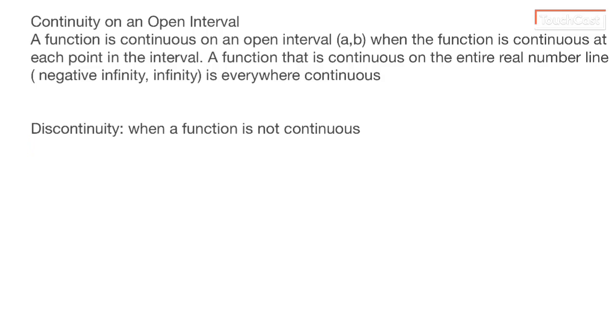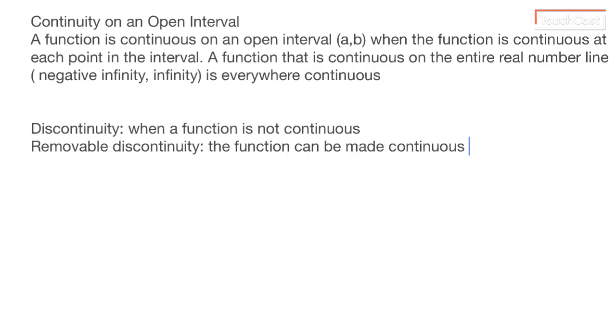And there are two different types of discontinuity. We've got removable discontinuity, and all that means is that the function can be made continuous at c by defining or redefining f of c. The other type of discontinuity we have is non-removable.